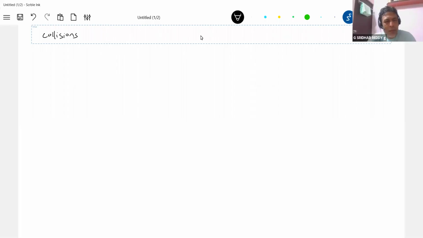So today we'll discuss collisions. Today it'll be all about the basics of collisions. Then the types of collisions, and what method has to be used whenever you encounter a collision problem. All that we'll be discussing. So basically, when to apply conservation of linear momentum and when not to apply. Then conservation of kinetic energy: when it will be conserved, and when it will not be conserved.